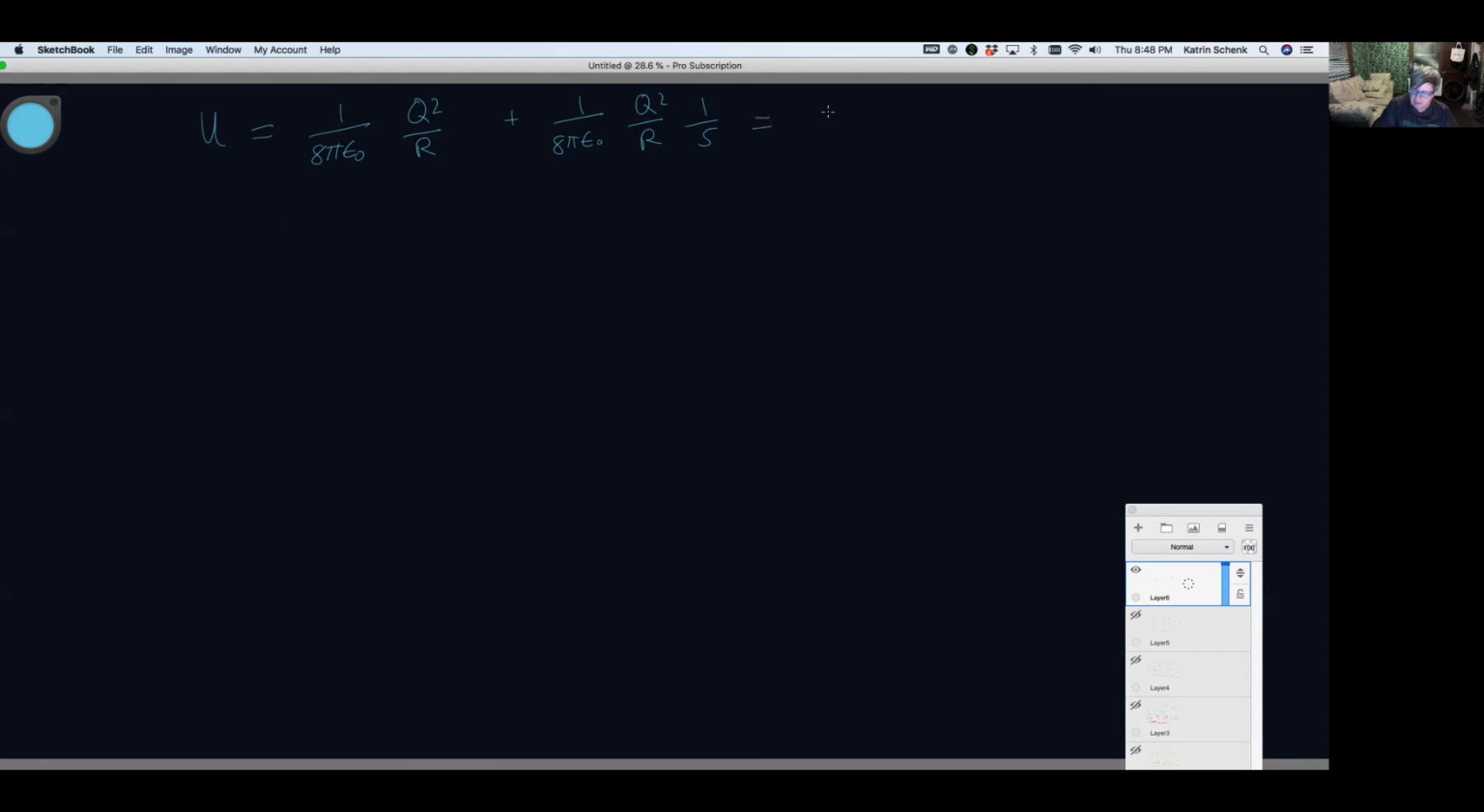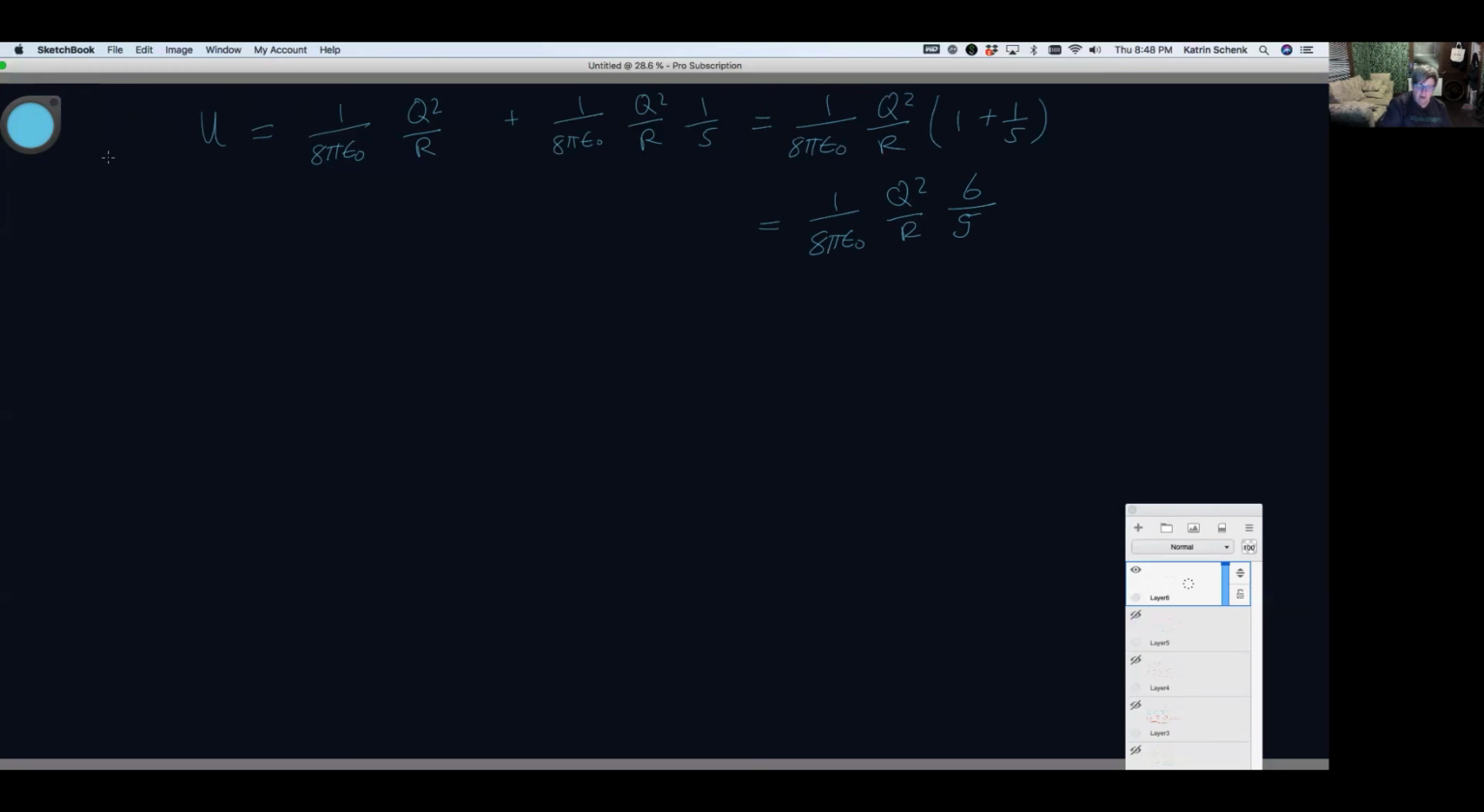Just to make the algebra easier, I'm going to pull out stuff: 1 over 8 pi epsilon naught, q squared over r. Sorry, I'm not done pulling stuff out. And then we have 1 plus 1/5. Well, I hope you know that's 6/5. So this is equal to 1 over 8 pi epsilon naught q squared over r times 6 over 5, okay?